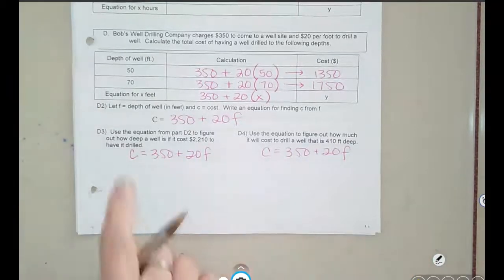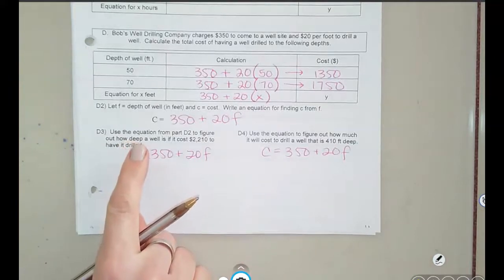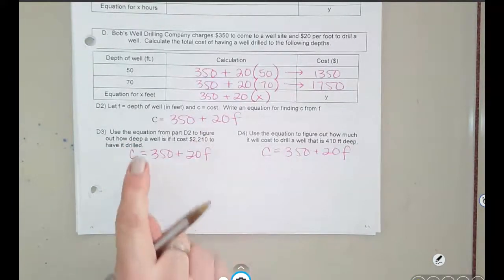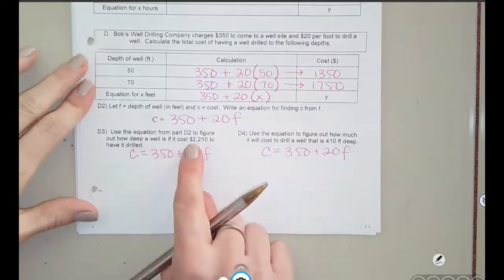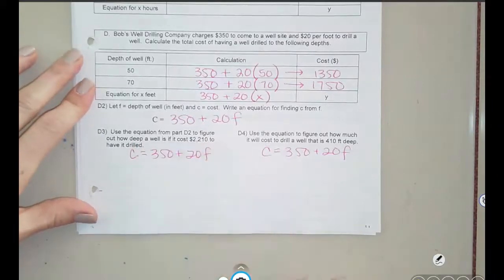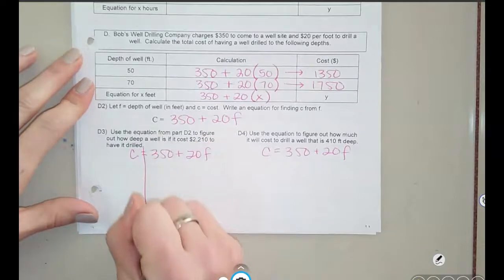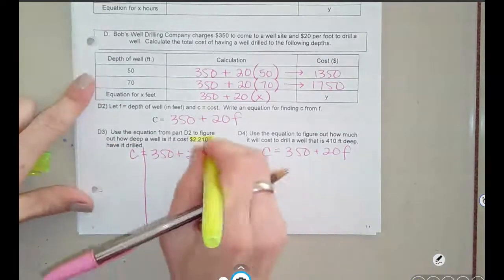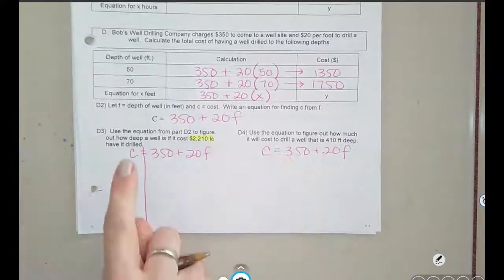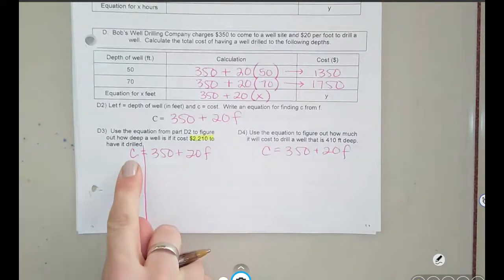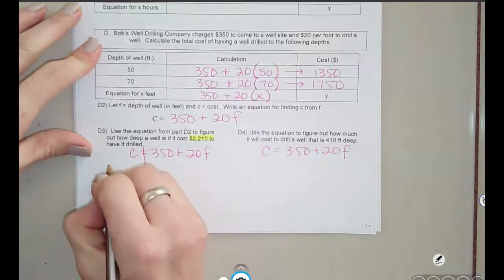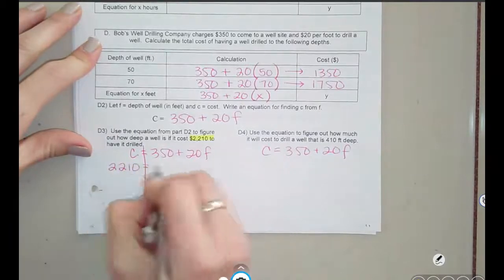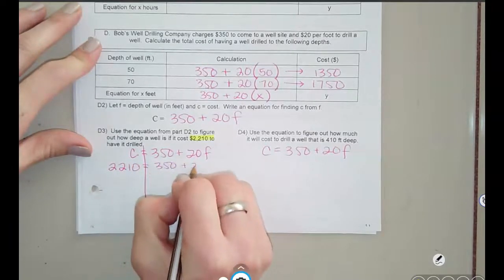Okay, because it says use that equation that we just wrote down to find out how deep the well was if somebody got a bill for $2,210. Well, this $2,210 is a cost. So I'm going to plug it in right here for C, for the cost. So I'm going to rewrite it. $2,210 is equal to $350 plus 20F.